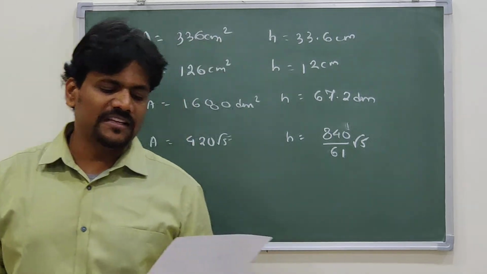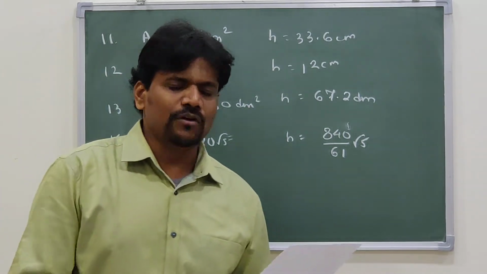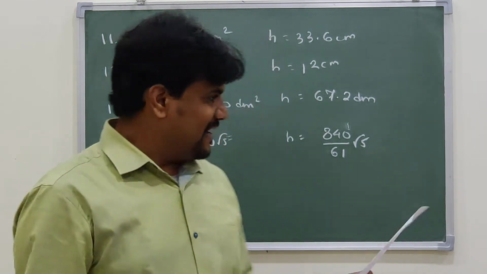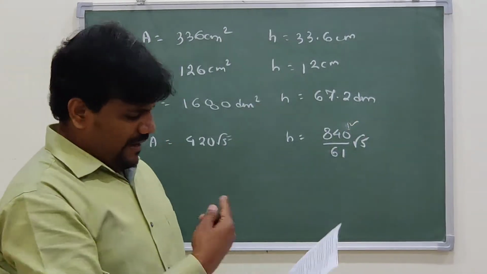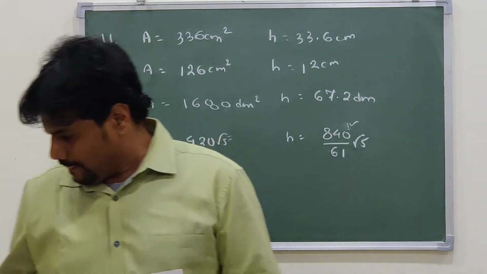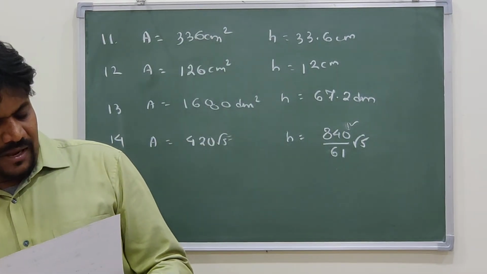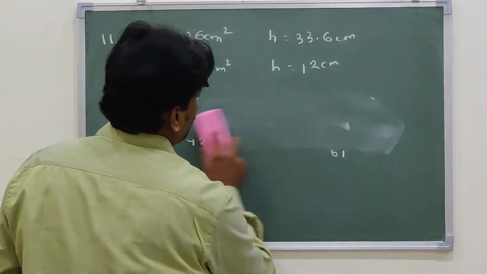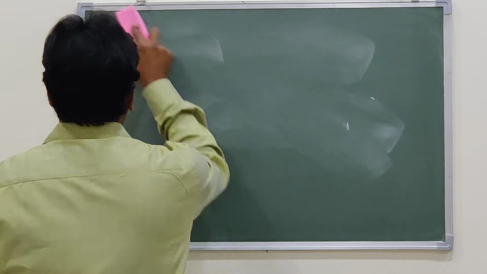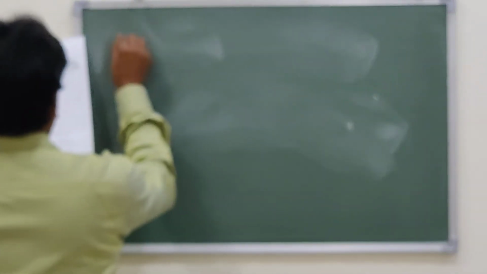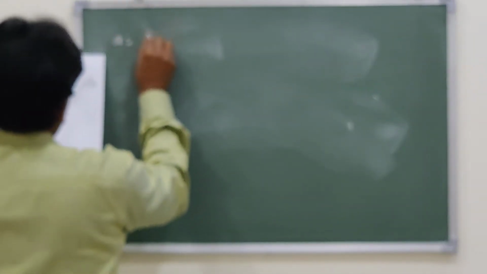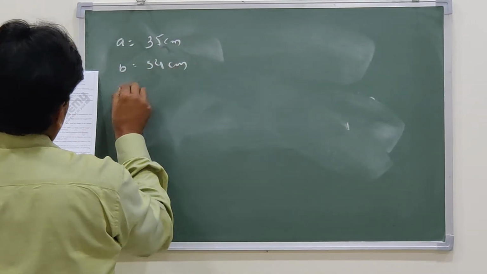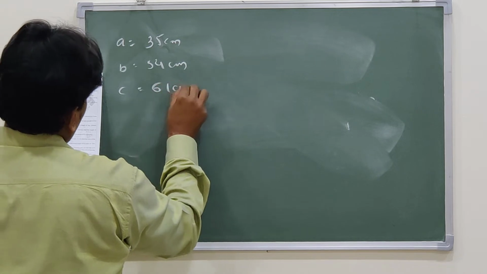I believe you must have done these questions, but still I will do at least one of these so that you have an idea how you should have done it. And since this answer looks a little tricky, let us do the 14th one. The question said a triangle had sides 35, 54 and 61 centimeter long. So we first write the triangle's sides are A 35 centimeter, B 54 centimeter and C 61 centimeter.